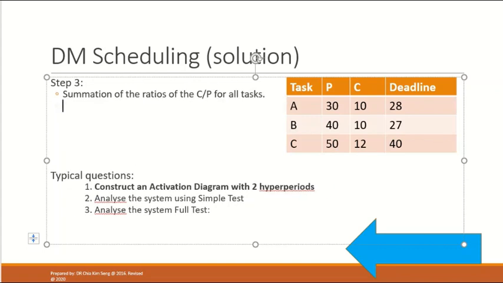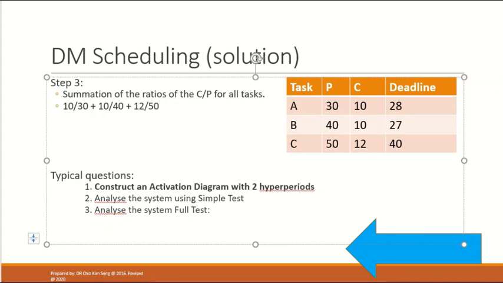If less than 100%, we know it might be schedulable, but there is no guarantee. So that's why we need to compare to another threshold. It should be less than the threshold. So for this case we have 10 divided by 30, plus 10 divided by 40, plus 12 divided by 50.